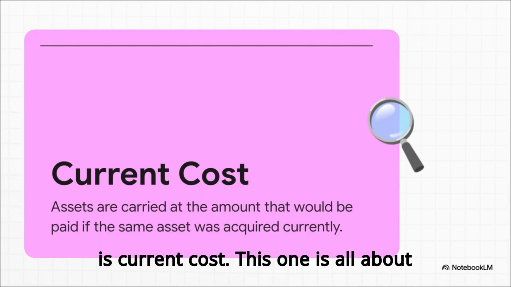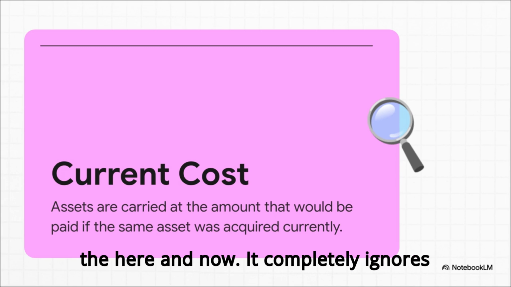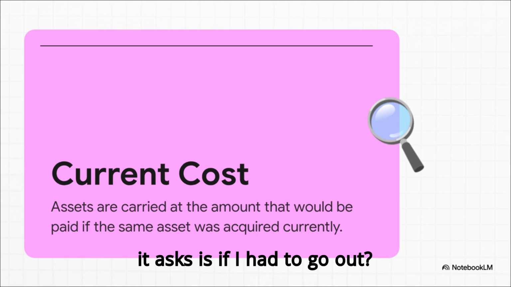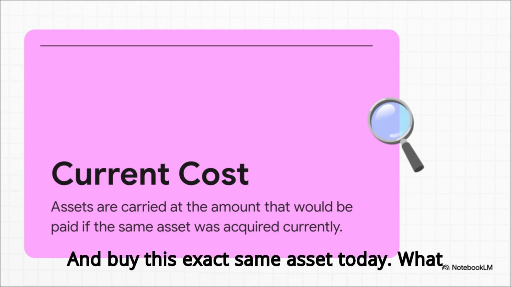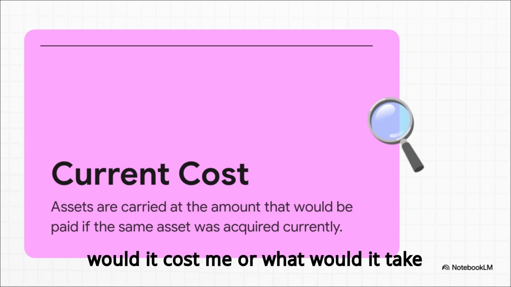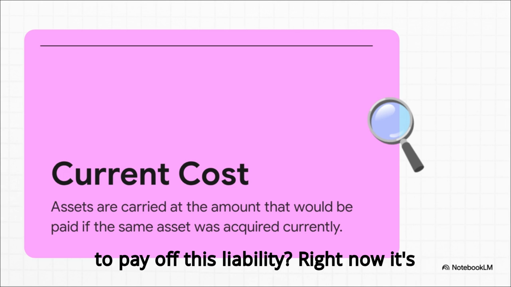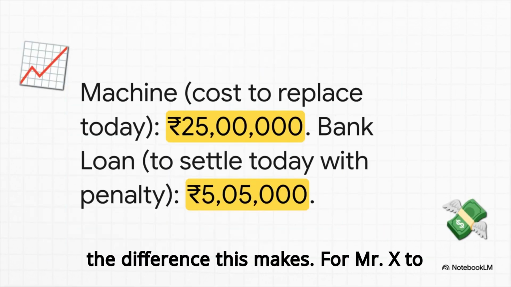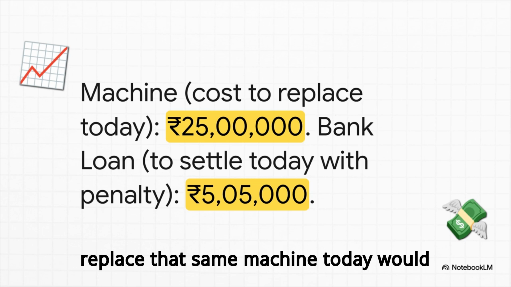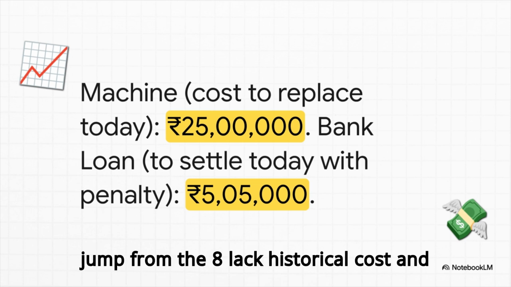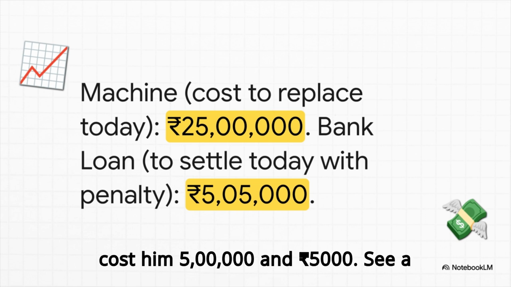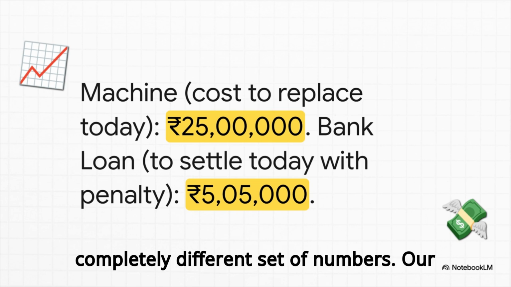All right, tool number 2 is current cost. This one is all about the here and now. It completely ignores what you paid in the past. The question it asks is, if I had to go out and buy this exact same asset today, what would it cost me? Or what would it take to pay off this liability right now? It's all about replacement. And wow, look at the difference this makes for Mr. X. To replace that same machine today would cost him 25 lakh rupees. That's a huge jump from the 8 lakh historical cost. And his loan? If he wanted to settle it today and there was a small penalty, it would cost him 5 lakh and 5,000 rupees. See? A completely different set of numbers.